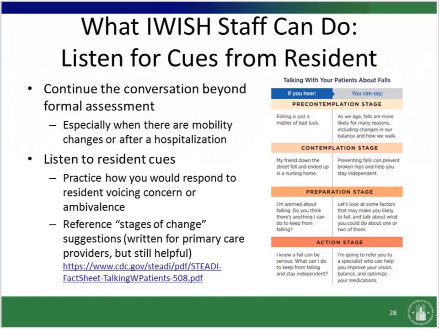And so the resources on that website really talk about ways that you can strategize and speak to the residents about recognizing some of the fall risk issues that they may have. Next slide.